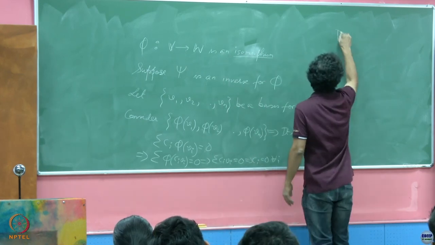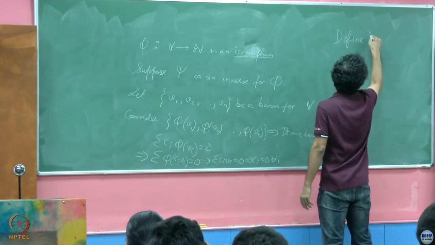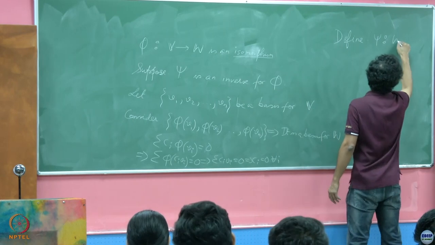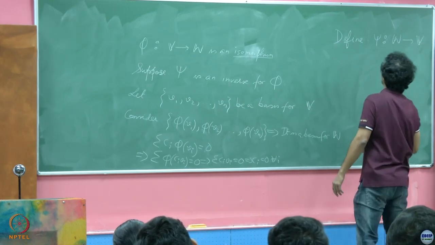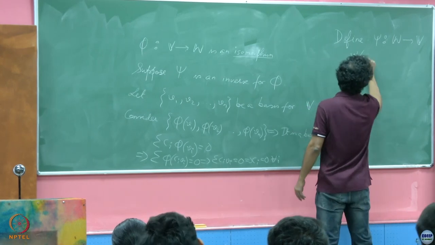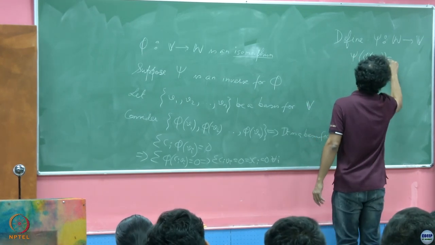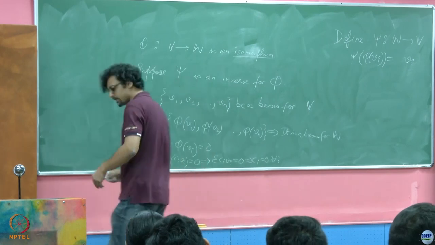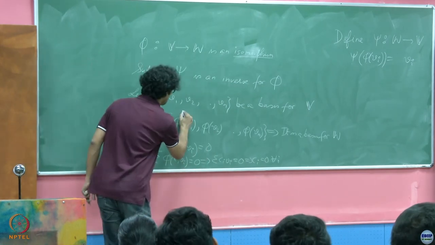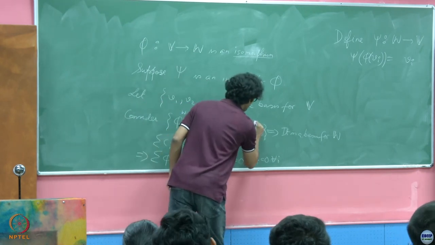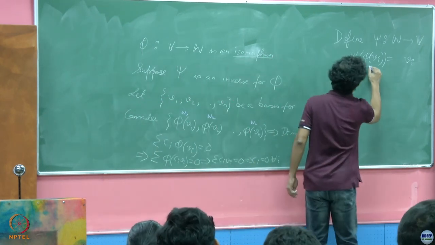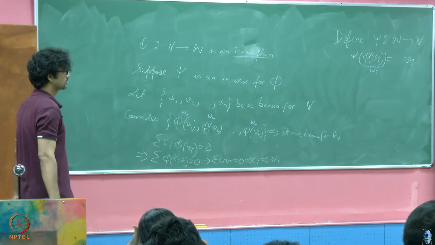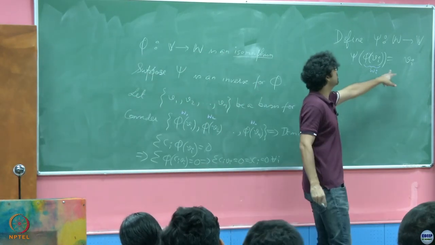And here's why this is so easy. Define psi as a mapping from W to V in the following manner. Psi acting on phi Vi is equal to Vi. You can name these W1, W2, Wn for ease of notation, and in that case, this is just Wi. So this is how I'm going to define the mapping.